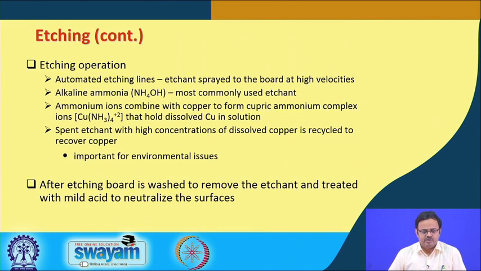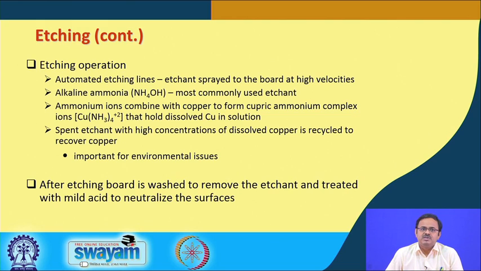So, the etching operation, if you look at it, what happens in circuit board manufacturing equipment is that there are automated etching lines, where the circuit board is going, and the etchant is sprayed on the board at high velocities. Now, what is the etchant material? The most common is ammonium hydroxide, NH4OH. It is an alkaline, it is an alkali. So, it is called alkaline ammonia by some, but its chemical name is ammonium hydroxide, NH4OH.